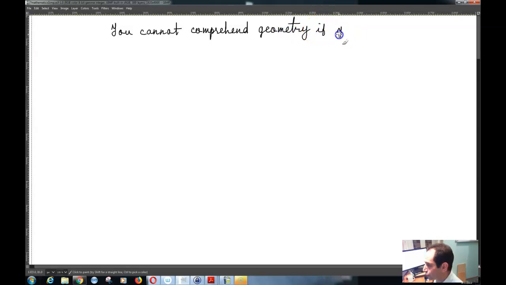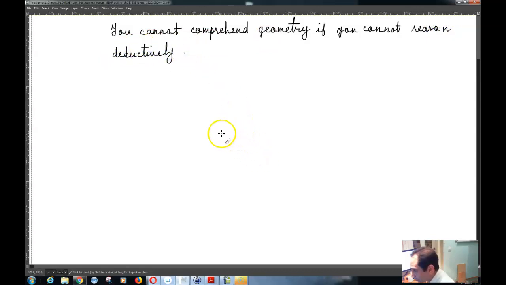And then, you cannot comprehend geometry if you don't know how to reason deductively, which is of course very true. You cannot comprehend geometry if you cannot reason deductively.